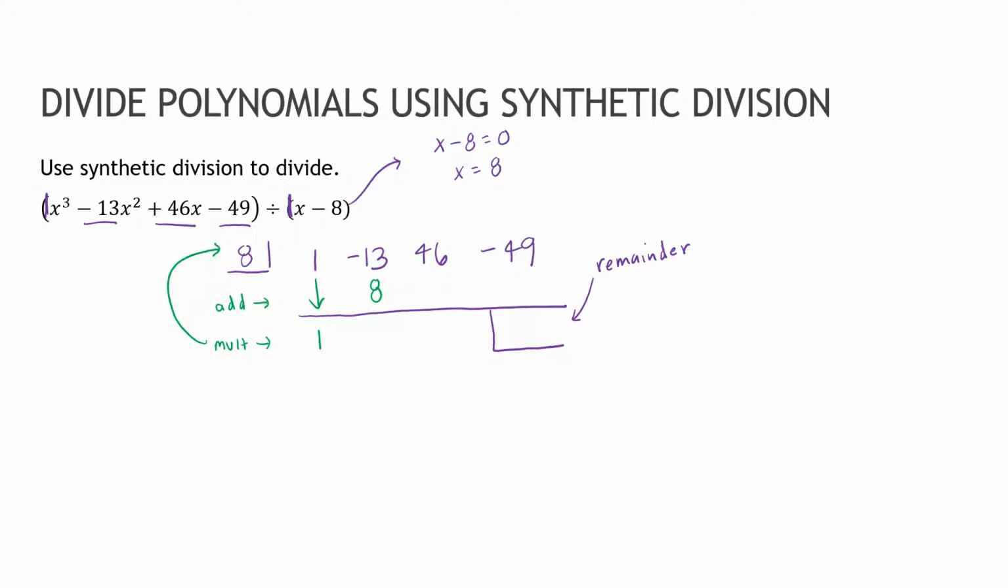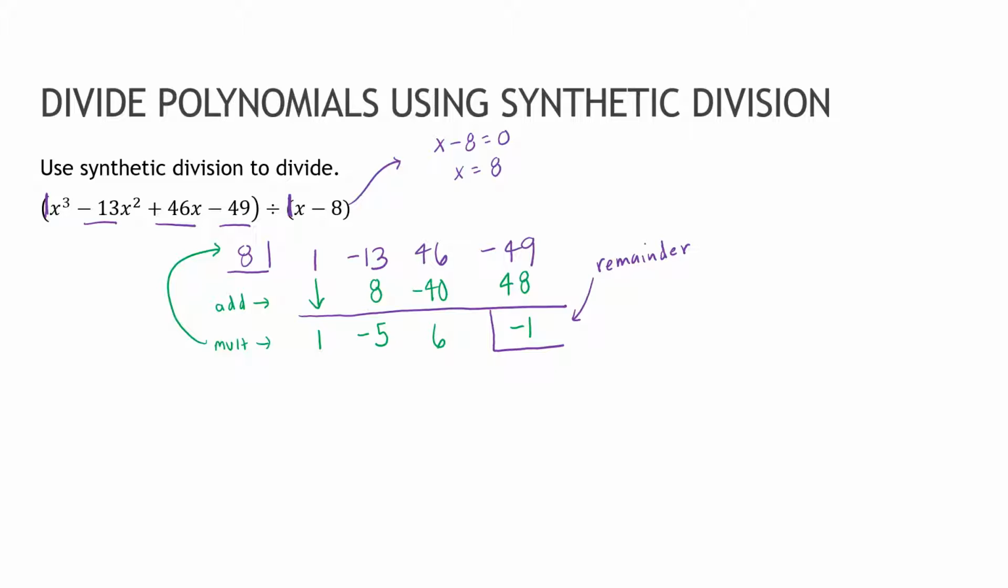8 is above the line, so I'm going to take negative 13 plus 8, which gives me negative 5. Negative 5 is below the line, so I'm going to multiply by 8, which gives me negative 40. 46 plus negative 40 is positive 6. 6 is below the line, so I multiply by 8, which gives me 48. Negative 49 plus 48 is negative 1, so that's my remainder. So that's all well and good.